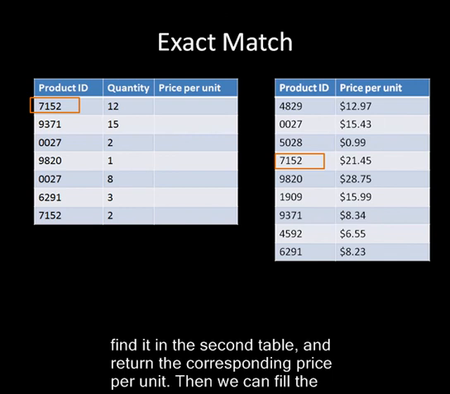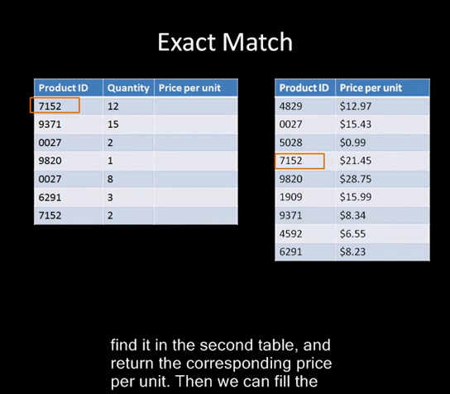The next argument is column index number. The column index number is the number of the column within the array that contains the value you want to return. So the first column in our table array is employee ID and the second column is supervisor. So I'll enter 2 as my column index number.